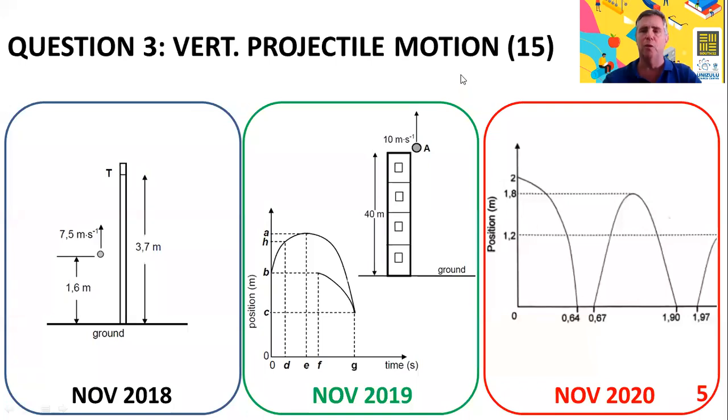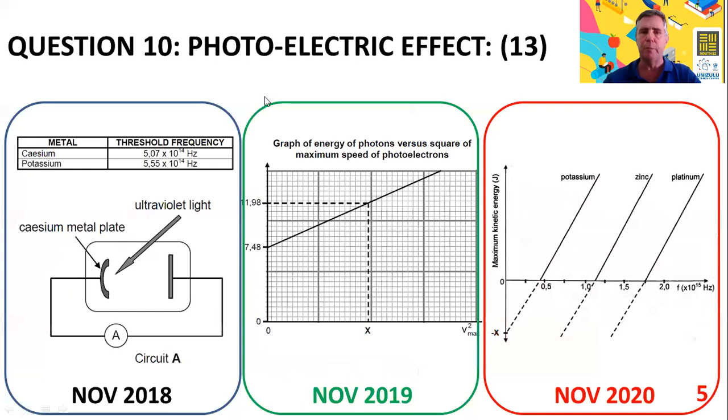There's also lots on graphs in the exam, and you can particularly expect to find them in these questions. Question 3 on vertical projectile motion almost always involves a motion graph. And you can see the last 2 years you were given graphs. In 2018 you were asked to draw the graph.